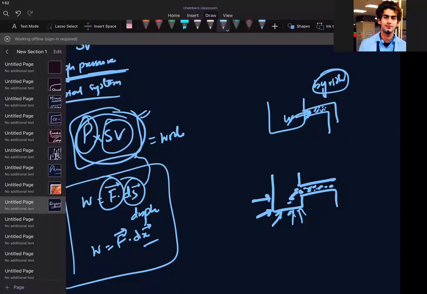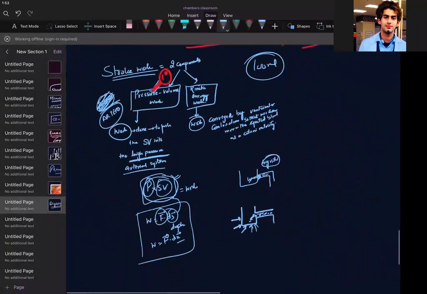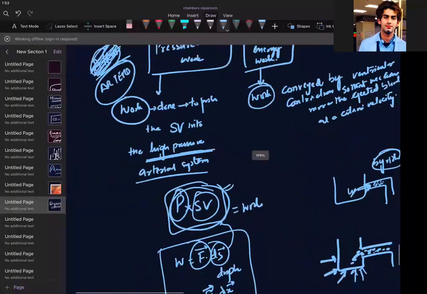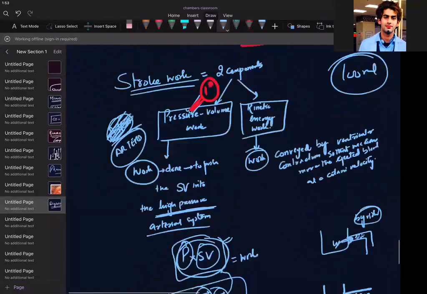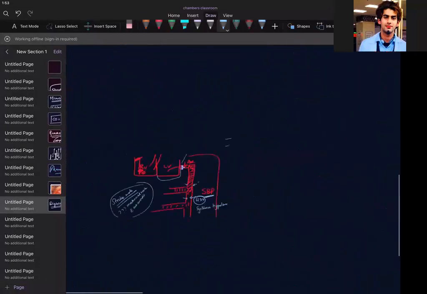So it all depends on the pressure volume work. That's why we say under normal circumstances, our kinetic energy work is not that major a component of the stroke work. Are we clear, friends? These are the important things which you need to study about this. No need to go into detail at this MBBS level. You need to understand this. I hope you have understood what I mean by this.